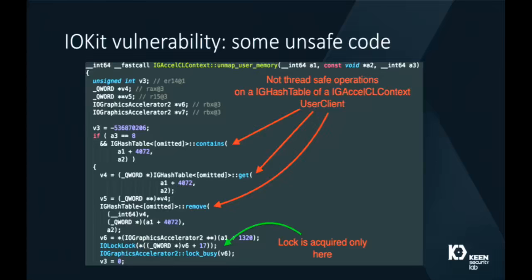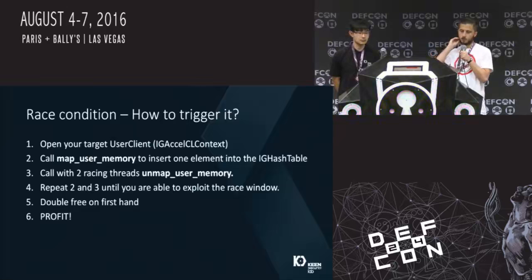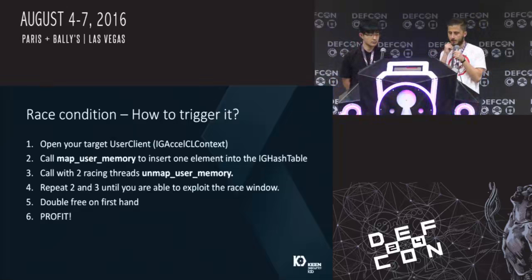So what happens if two threads are racing inside this function? Of course, the race condition is triggered. So how to trigger it? Well, it's actually very simple to trigger this bug, not so simple to exploit it, like we will see.